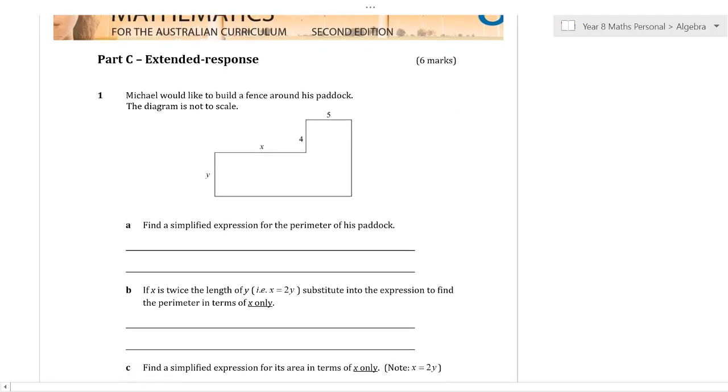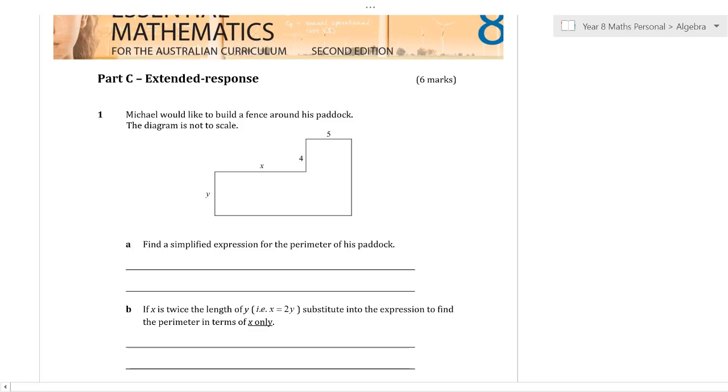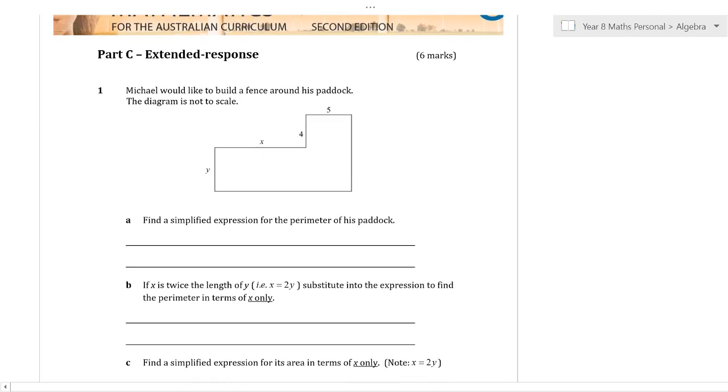Just going to finish on this extended response question. Now, in your test that you'll have on Friday, you will have a question sort of similar to this, and it'll be a worded question. I can't necessarily prepare you for it, but you've got to read each question carefully. It says here, Michael would like to build a fence around his paddock. The diagram is not to scale.